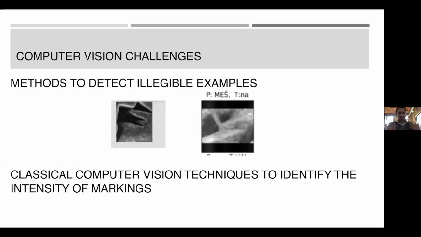So this sets up the challenges that we're going to study going forward. And really, it breaks down into two things. The first thing is we're going to have to use methods to detect when these examples are illegible. Figure out how to actually tell the computer that this is not something that you should even try to read, because we're not even sure if a human could read this.